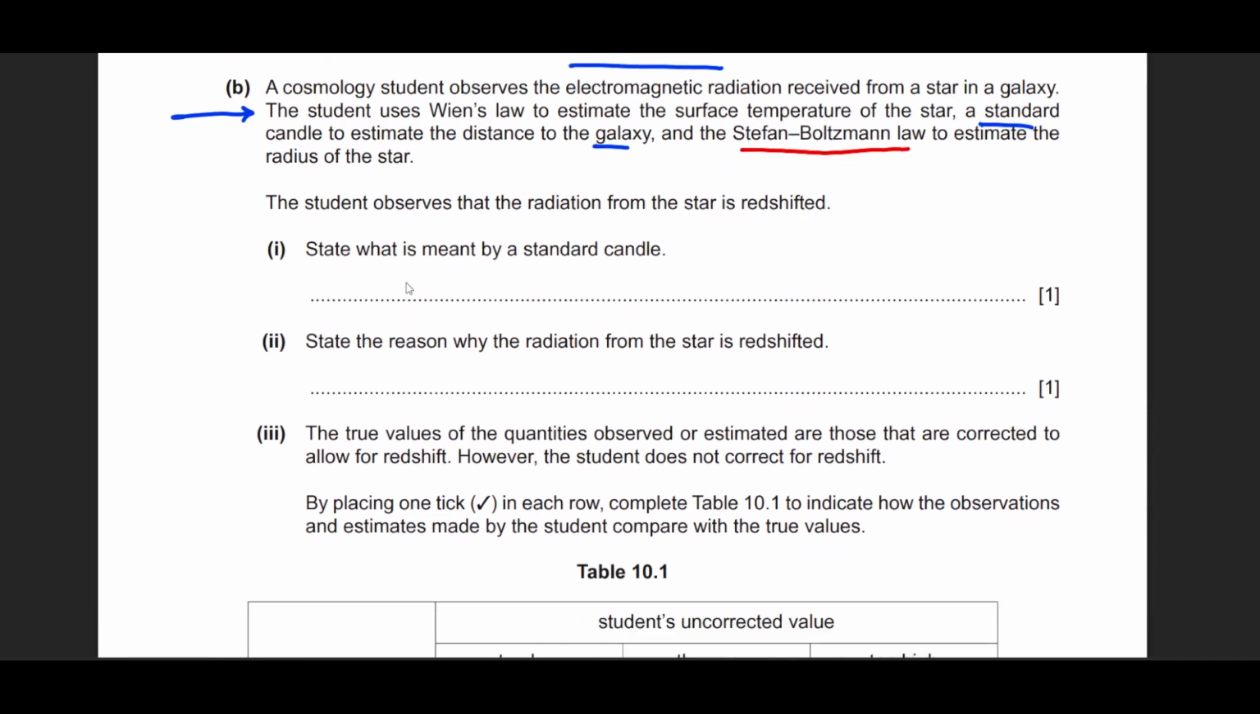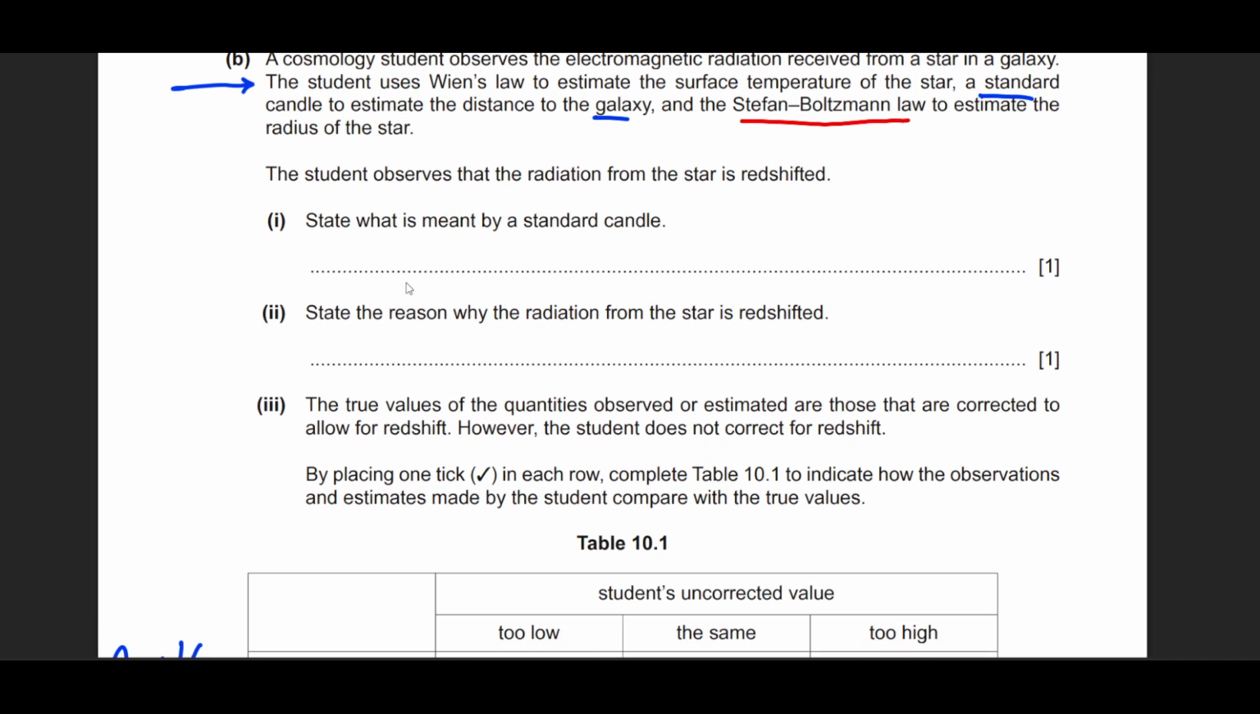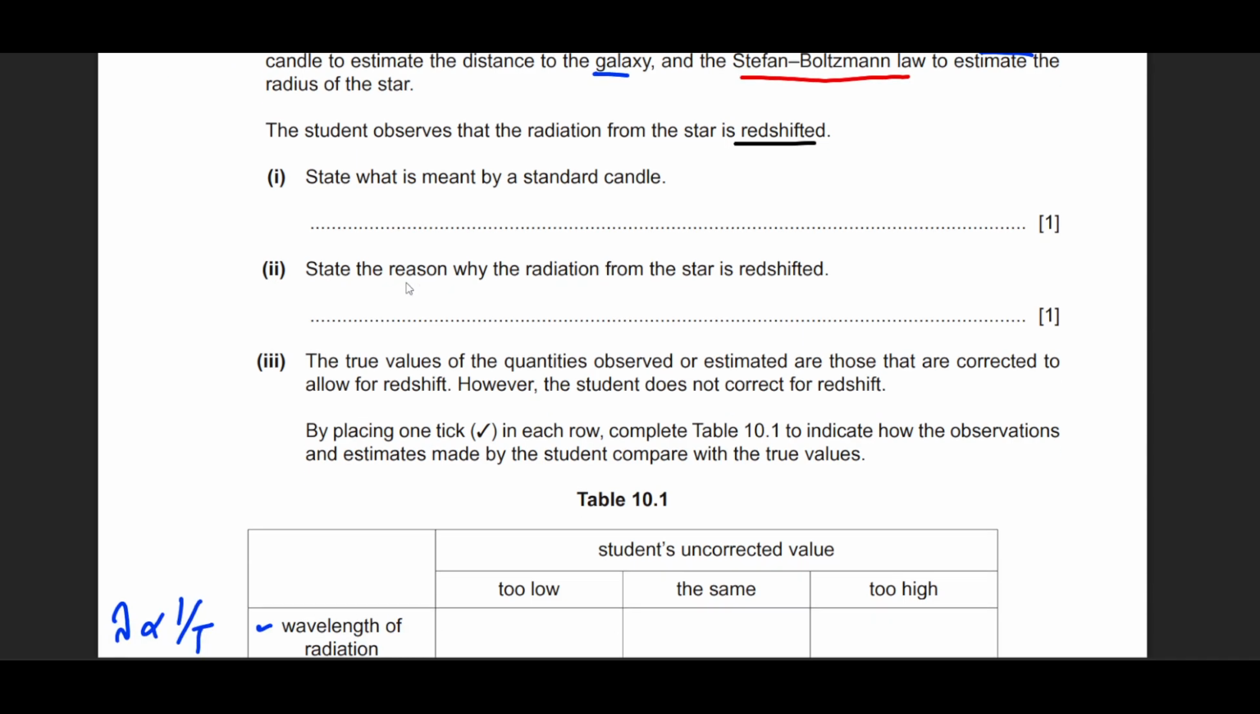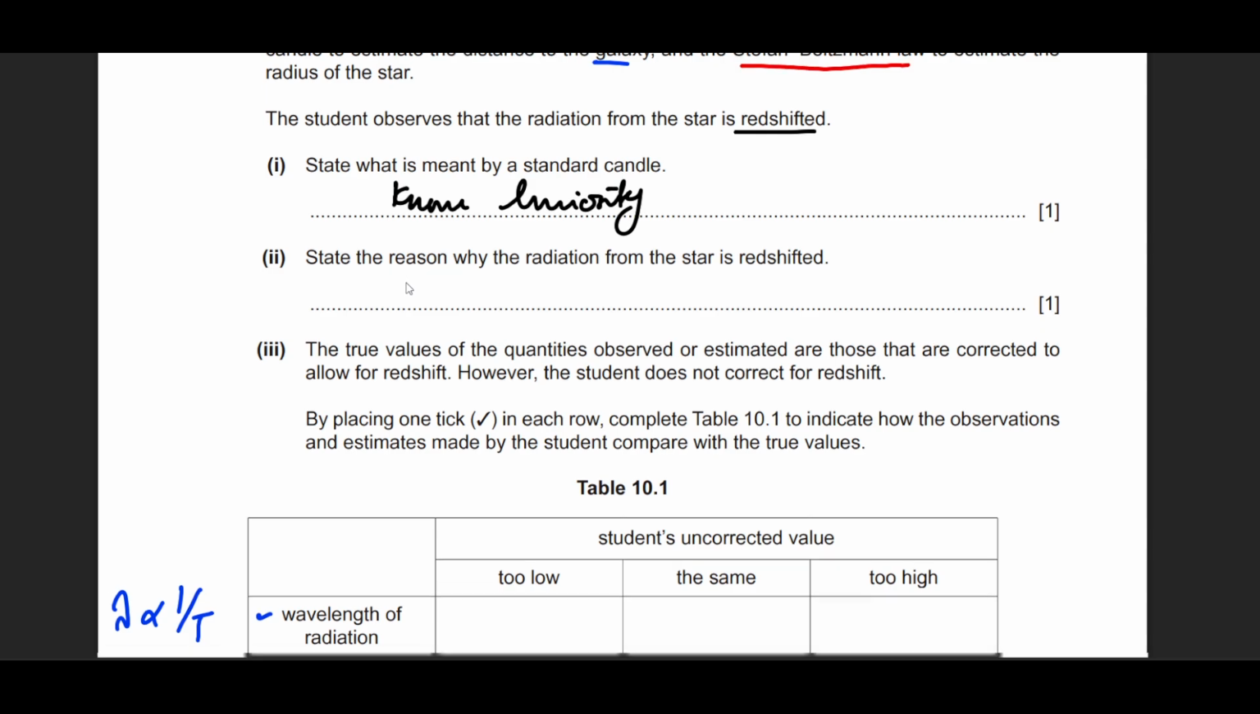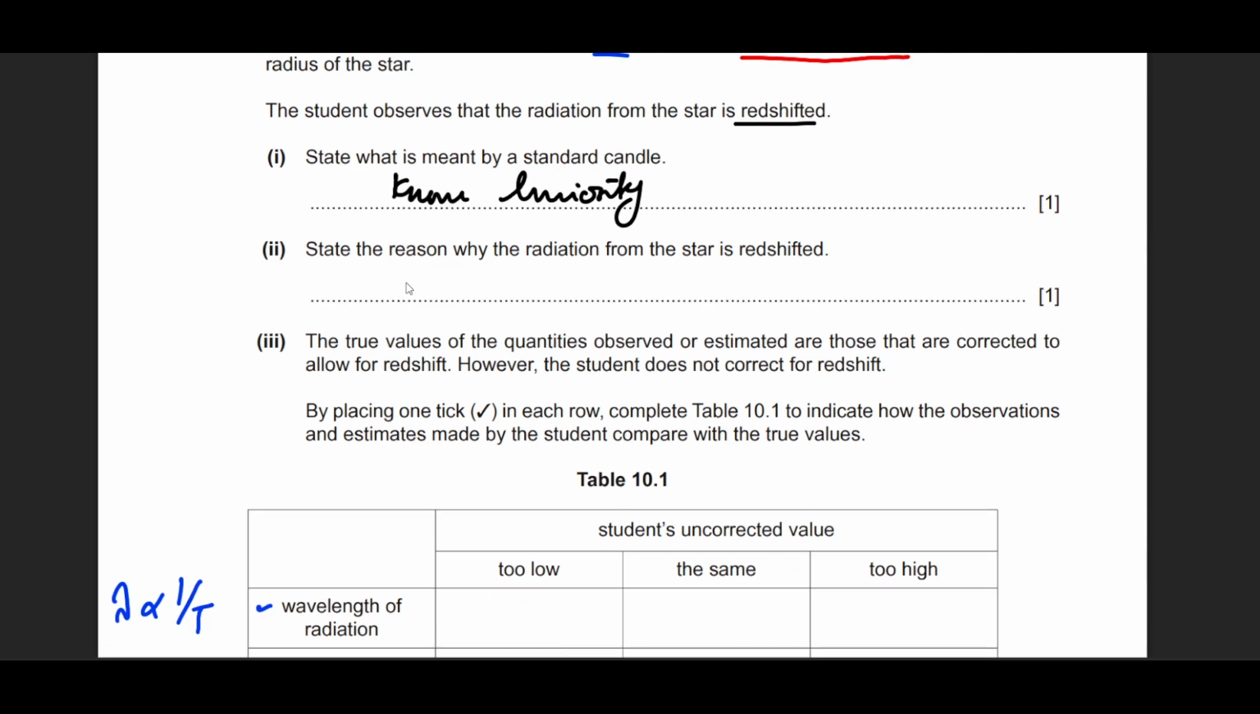But first, let's get to this table. It says the student observed the radiation and the star is red shifted. So what is meant by a standard candle? An astronomical object of known luminosity, and we have understood this in part 1 as well. State the reason why radiation from the star is red shifted: because galaxies are moving away from each other. I'm not talking about this redshift, the Big Bang Theory and the expansion of the universe, because that is going to be in part 3. So I'm just writing these answers down.